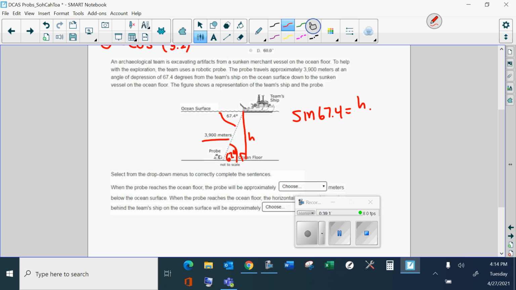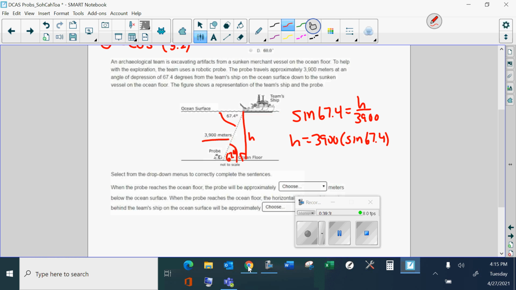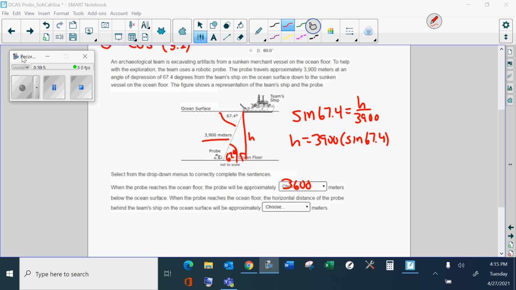67.4 equals opposite over the hypotenuse. So the opposite equals 3,900 times sine of 67.4. Plug in the calculator. 3,900 sine of 67.4. 3,600 meters. So that's what you'd be choosing down below there. Move that over there now.